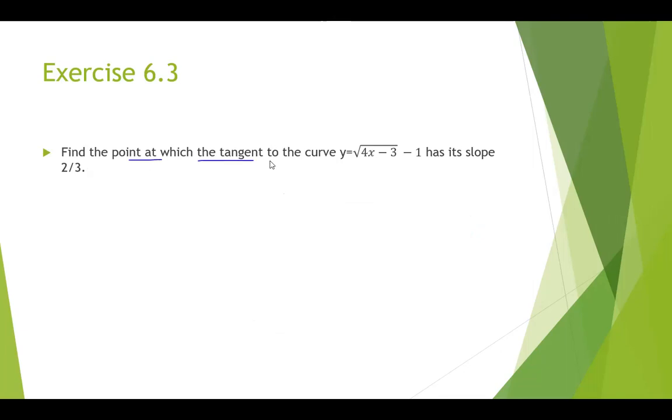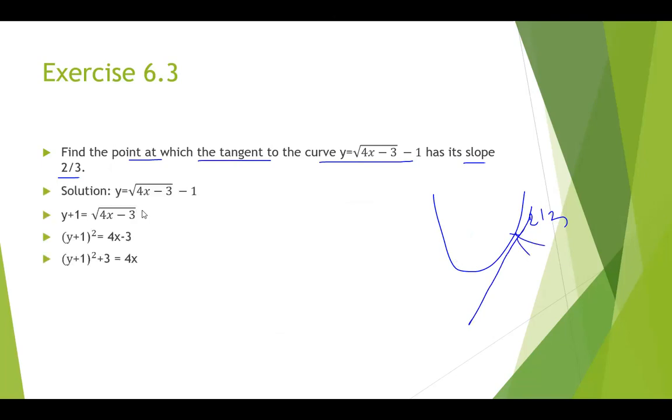I take one more example. Find the point at which the tangent to the curve has its slope 2 by 3. Okay, here they have given an equation. Suppose this is the equation. Okay, and its slope is given. Its slope is 2 by 3. You have to find out at what point such slope is drawn. Okay, solution. y is equal to root of 4x minus 3 minus 1. As usual, we either differentiate with respect to x on both sides or we take squaring on both sides. We can remove this root so that it will be easy to simplify.